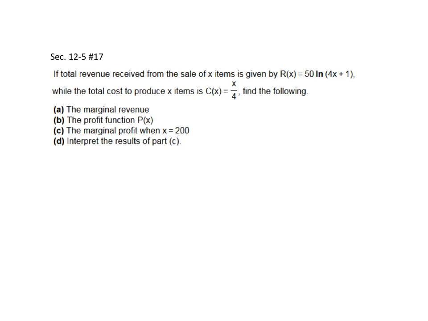Here we have section 12.5, number 17. Number 17 says the total revenue received from the sale of X items is given by R of X, which is 50 times the natural log of the quantity 4X plus 1, and the total cost to produce those items is C of X is equal to X divided by 4, and we are to find the marginal revenue, the profit function, the marginal profit when X is 200, and explain what that means.